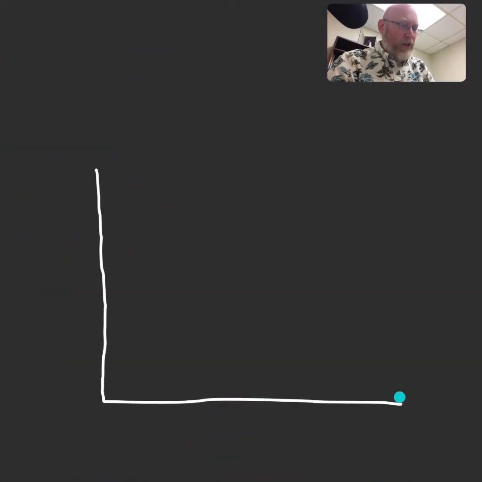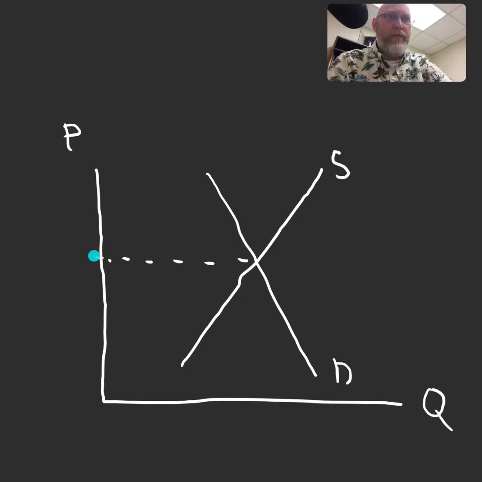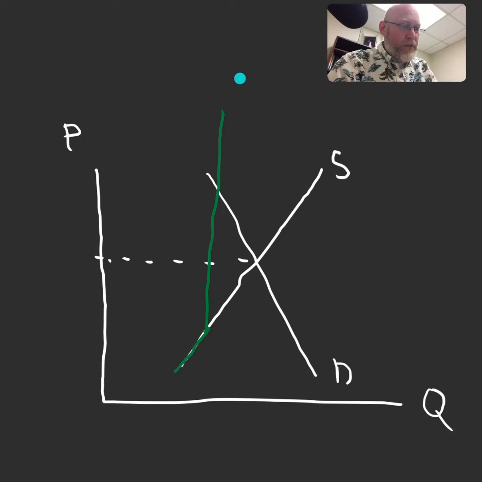I'm going to quickly redraw this. You've seen me draw these a million times by now. Demand, supply, quantity, price, equilibrium price here, new supply curve here. Supply curve number 2. This would be supply curve number 1. And then we end up with this price here, which is the price with the quota in place.